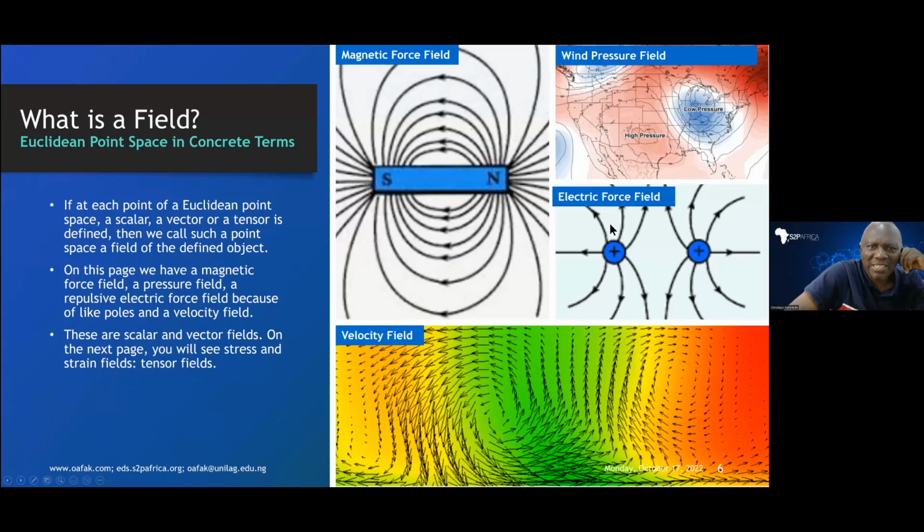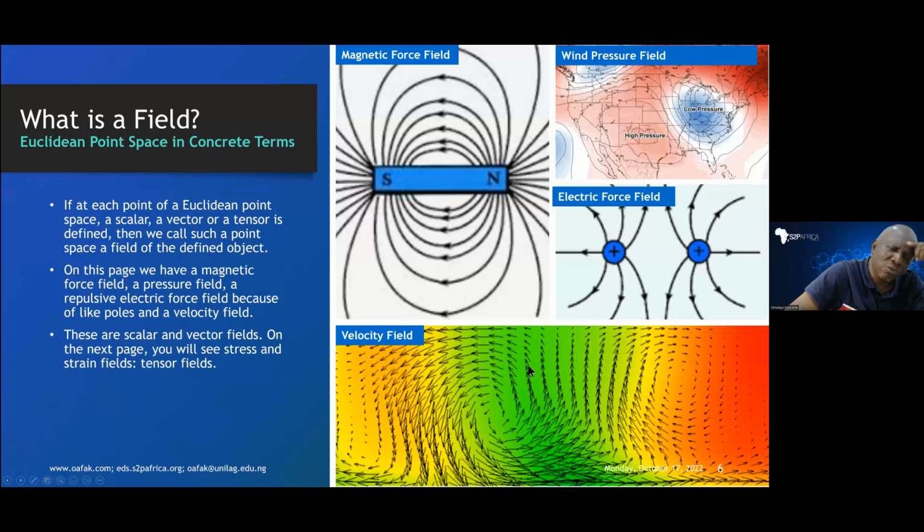Then another one is the electric force field, which you can find along any cable that is carrying a current. You can see these fields are like this. If the current is coming out or going in, the direction of the fields will follow, and the value of the electric force in any area is also shown.